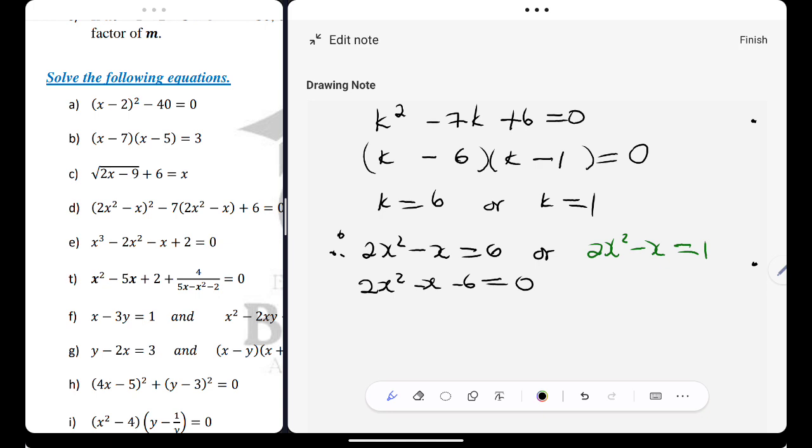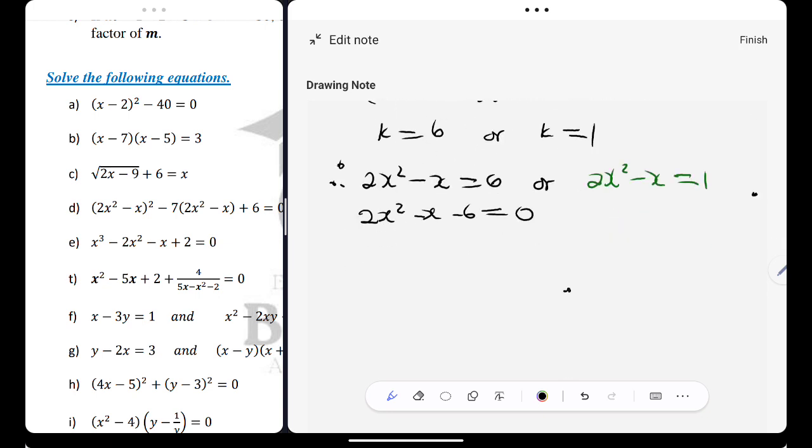The fourth step says factorize. Whenever you factorize, all along we were factorizing when the value of a was 1, but right now the value of a is not equal to 1. Are you together? So how can we do that?